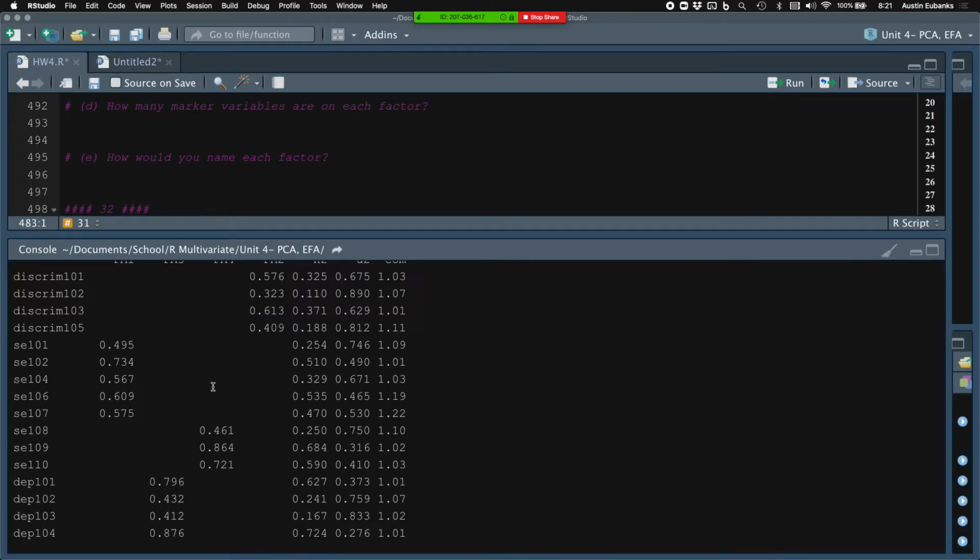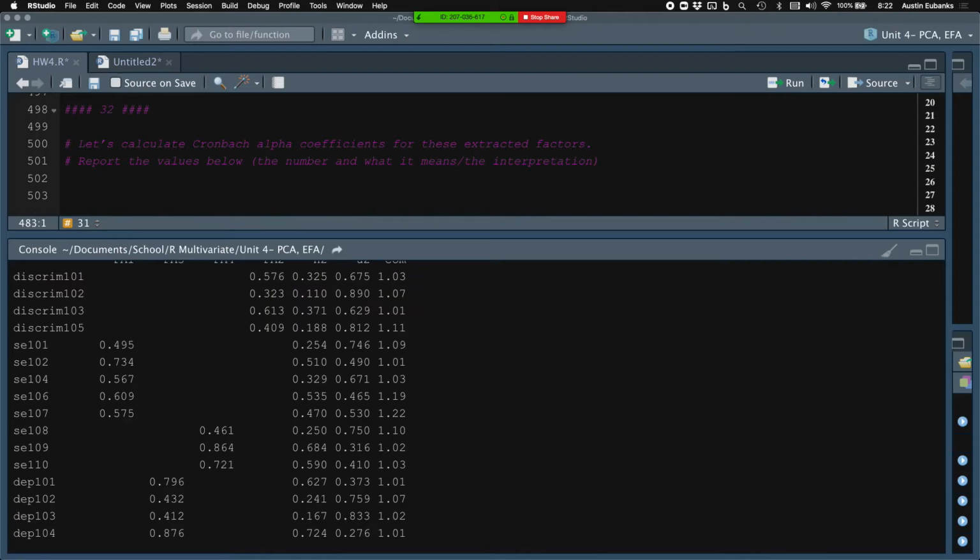And then for how you would name each factor, that's where we're going back. We're looking at our data dictionary to see what is SE101 through SE107 versus 108 through 110. Give it some sort of label. That's all pretty straightforward.